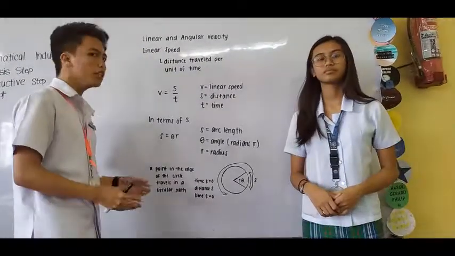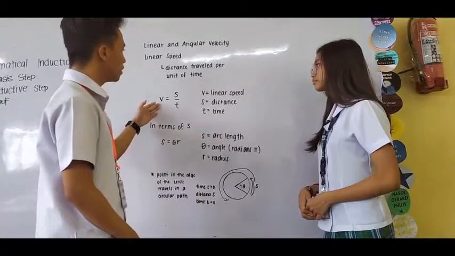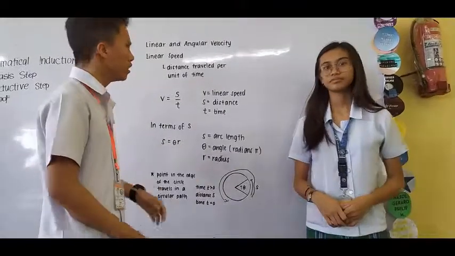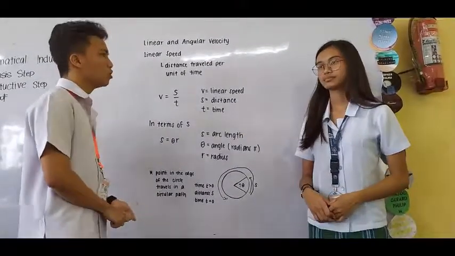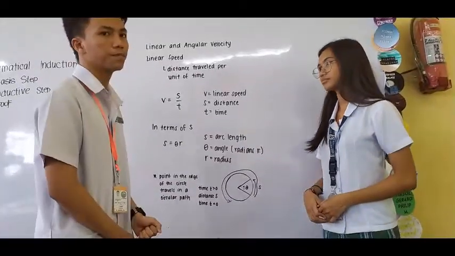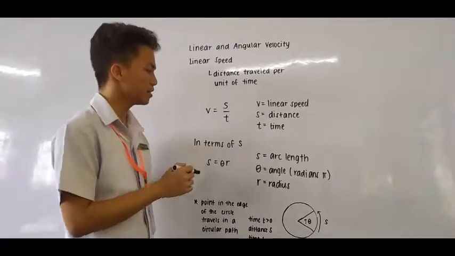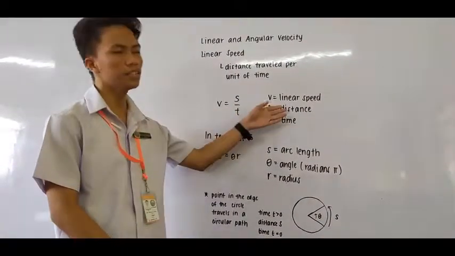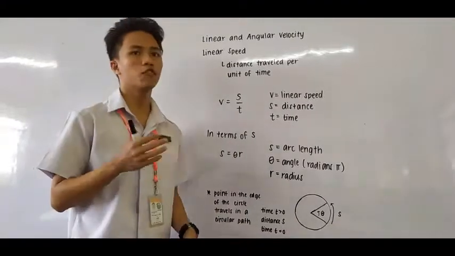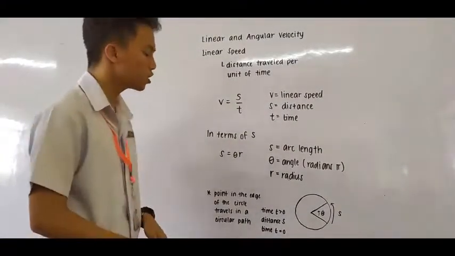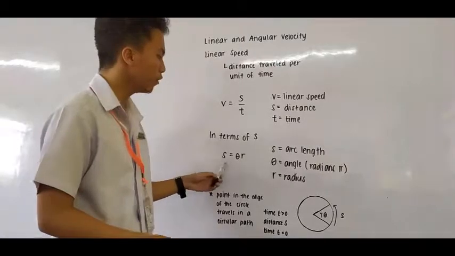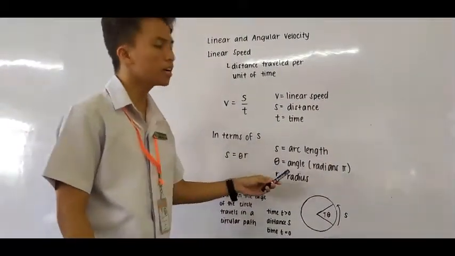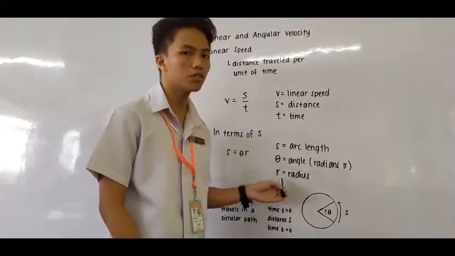So why did we include s here? Because in linear speed, it is distance, while in terms of s, it can be functional for the angular speed. So let's talk about the angular speed. Since we define s here in the formula of v equals s over t, now let's relate the formula used in arc length. For solving the arc length, we are given s is equal to theta r, where s represents arc length, theta is the angle expressed in radians, and r is equal to the radius.